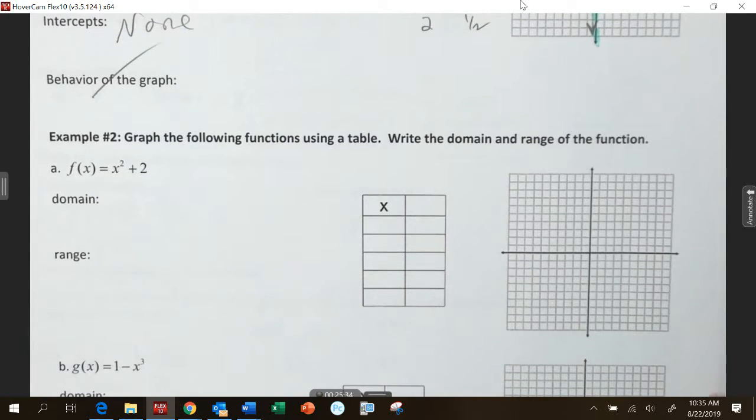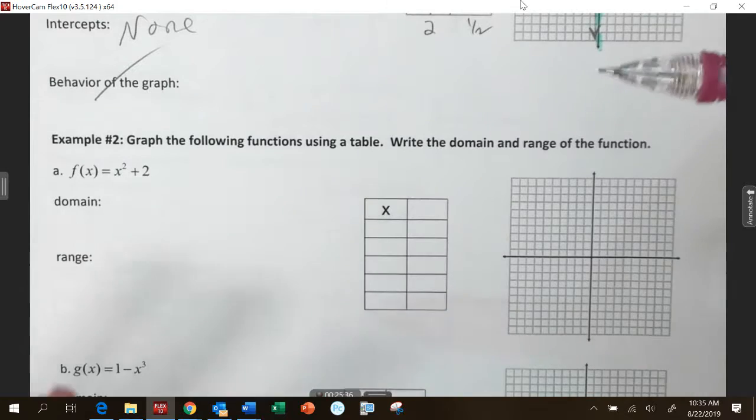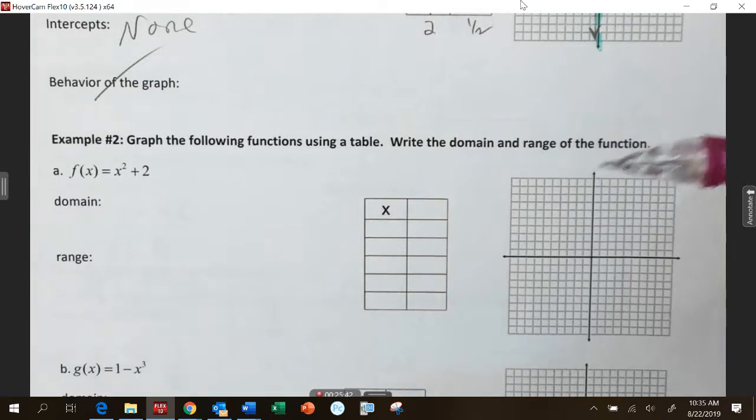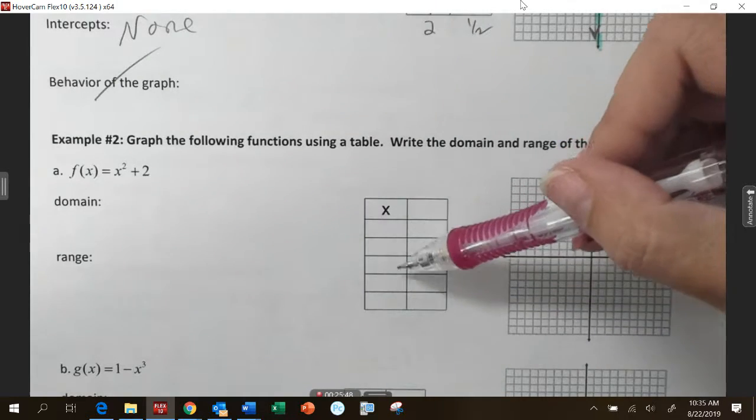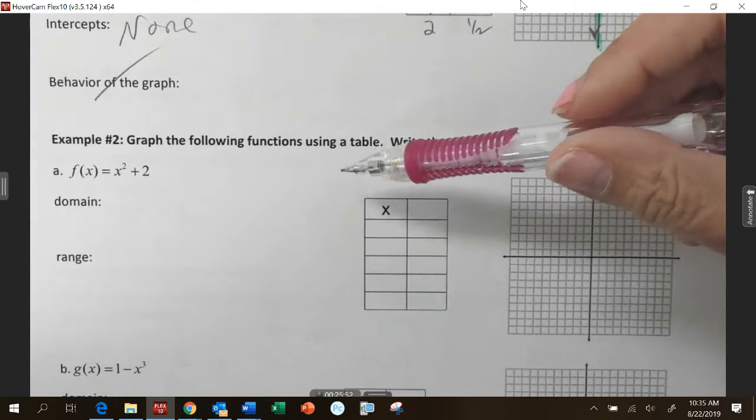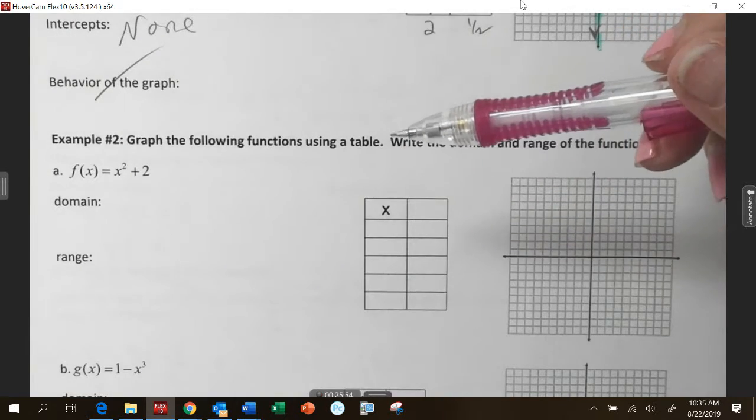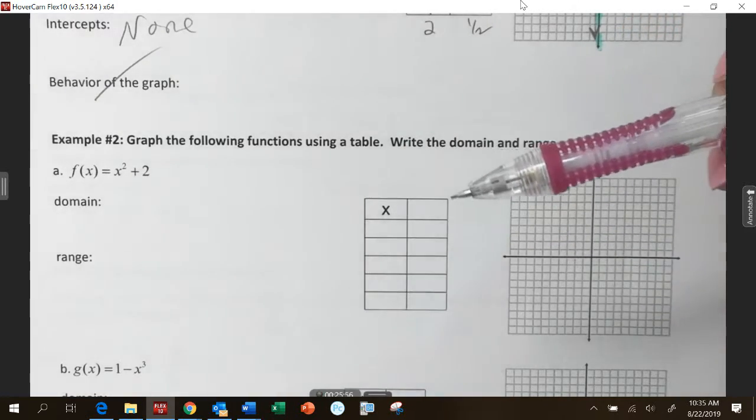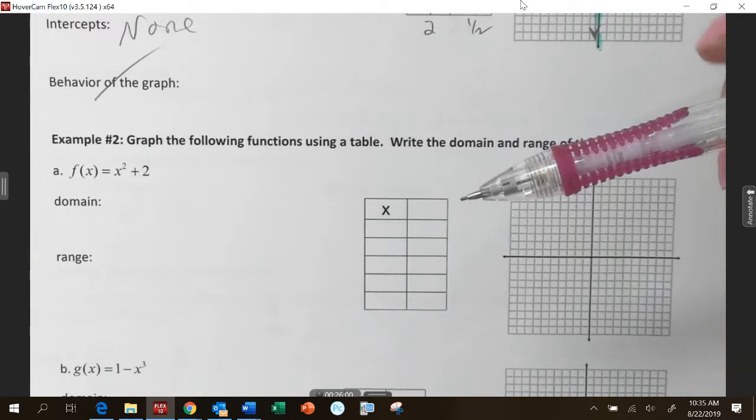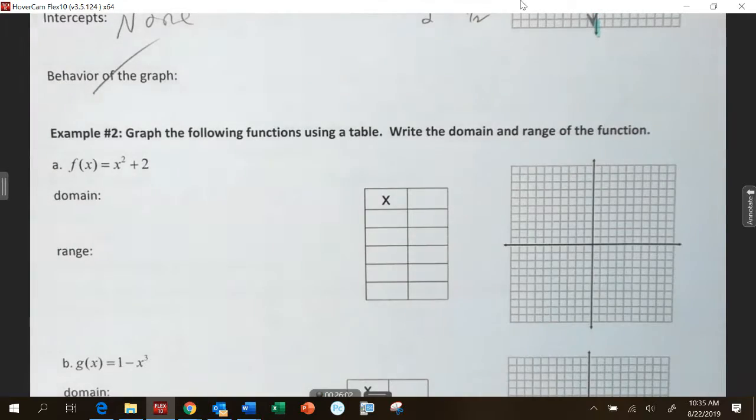Okay, so now we are going to take these parent functions and move them. How many people last year did transformations? Yes. So if you did not do transformations, you can just plug in any x's you want and find the y's by plugging that x into the equation and adding 2. I'm going to do these using transformations because I feel like you should have done them last year. But you can do your table however you want. I'm going to choose my table by transformations.